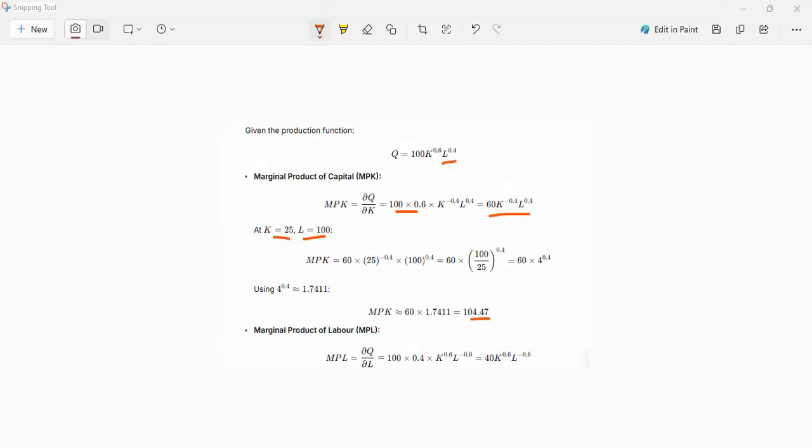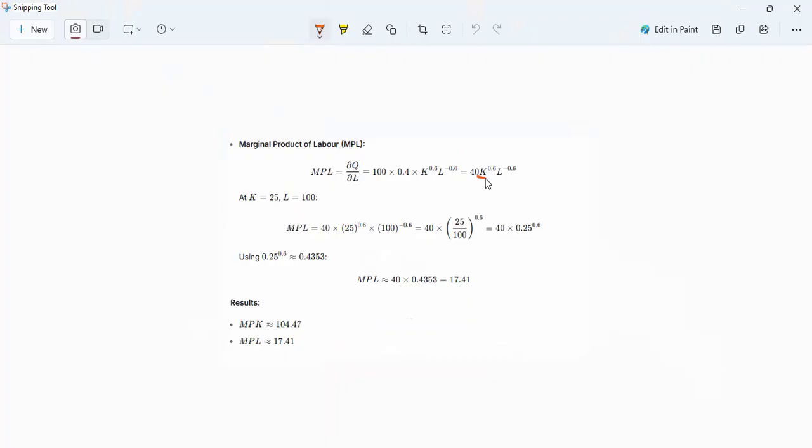Then we go to the other one, marginal product of labor. We differentiate as we did to find our marginal productivity result. So we're going to multiply and identify the dummies. So in this case, if we're dealing with marginal product of labor, our dummy will be K^0.4. So we leave K^0.4 as it is. So when we multiply that one, we're going to get our final answer as 40K^0.6 and L will be the negative. Then we substitute given these figures here. Our answers will now therefore be 17.41.